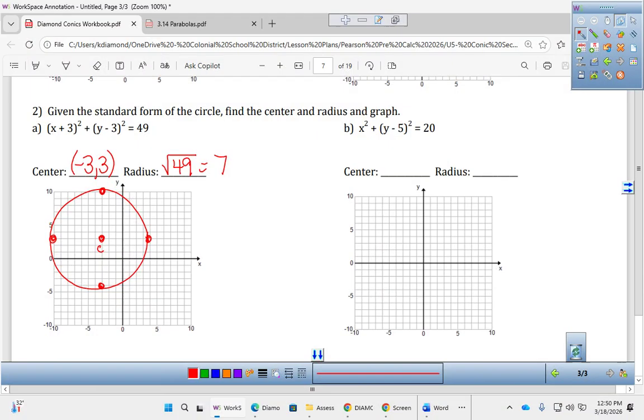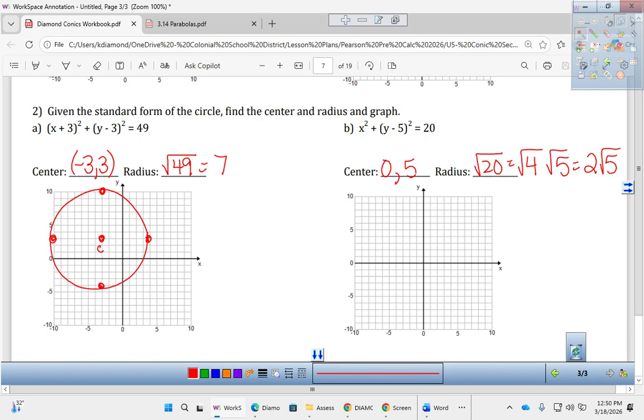For the next one, you'll notice there's nothing with the x. There's no parentheses, which means the x is not shifted. My center is at 0. Opposite of -5 is +5. My radius is going to be the square root of 20. Now normally we would simplify that to √4, √5, which is 2√5. So the true unrounded radius of this is 2√5.